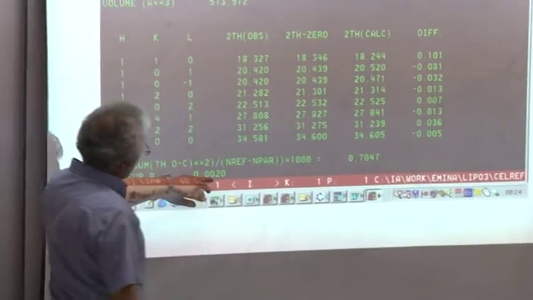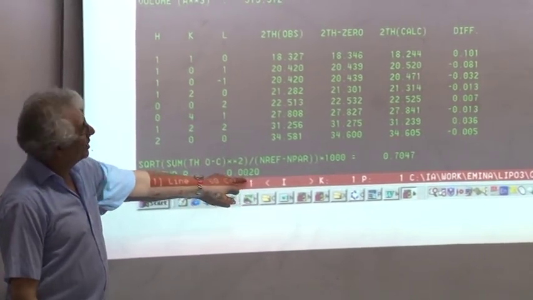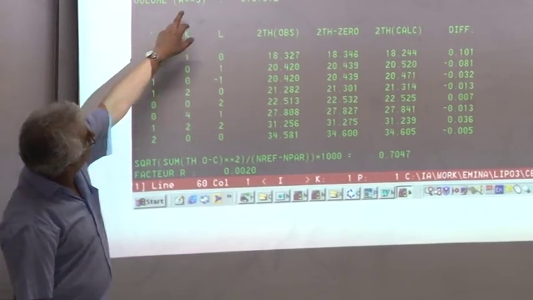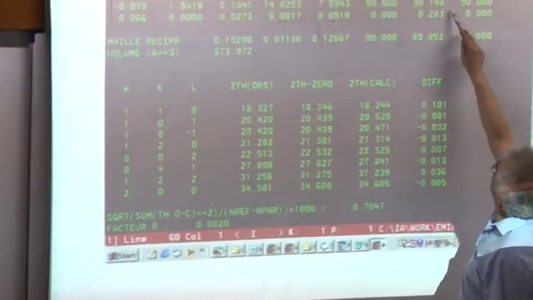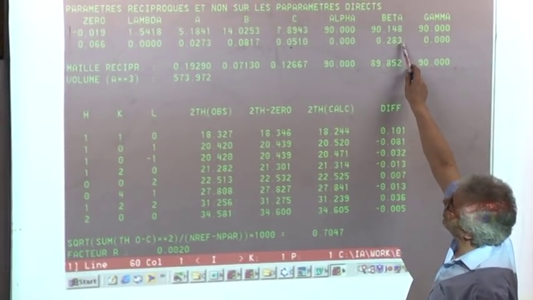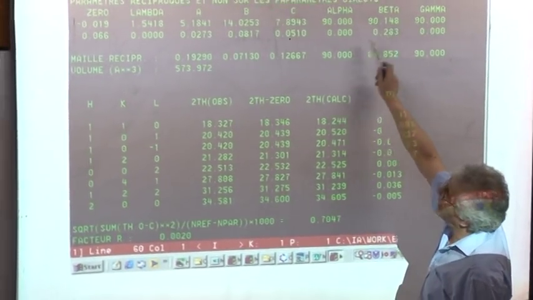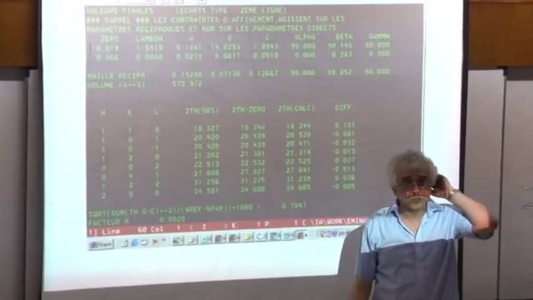So this one will give you an R factor, which tells you how good the fit is, so that's quite a nice fit. And we get here the cell dimensions. This was a monoclinic crystal. So cell dimensions and a 0-point correction, which you can use.